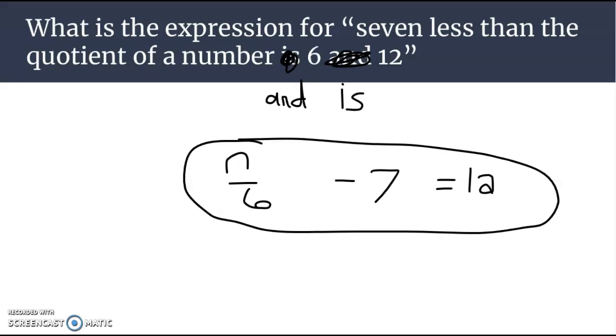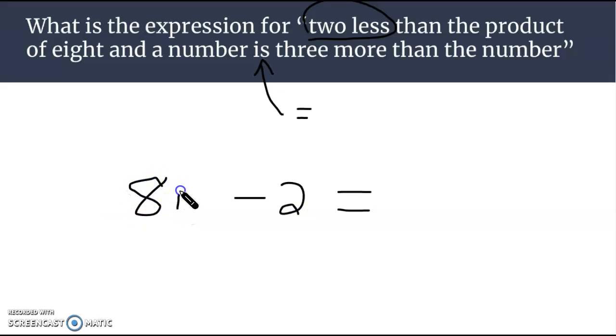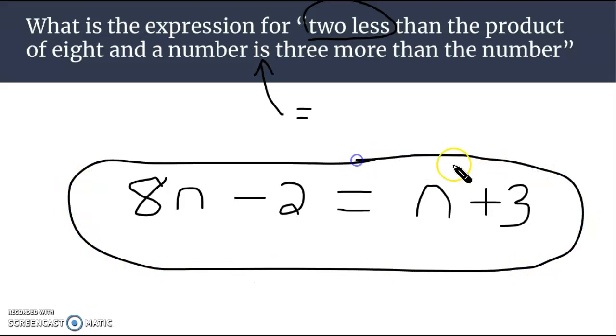All right, let's look at another one here. What is the expression for 2 less than the product of 8 and a number is 3 more than the number? Okay, getting a little more complicated here. Now we have, still dealing with an equation. I know we have an equation because of that word is. We know we're going to have to apply an equal sign. So let's get that set up here. 2 less than the product of 8 and a number. I see the phrase 2 less, so I am subtracting 2. The product of 8 and a number, 8n, and then is 3 more than the number. So here's the number, and I'm just doing 3 more. 8n minus 2 equals n plus 3.